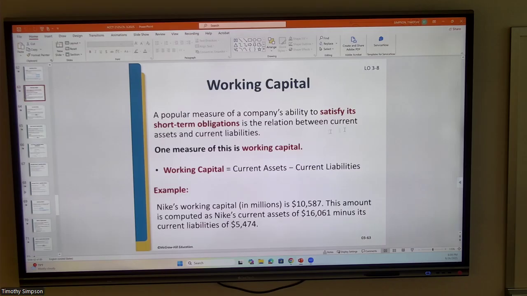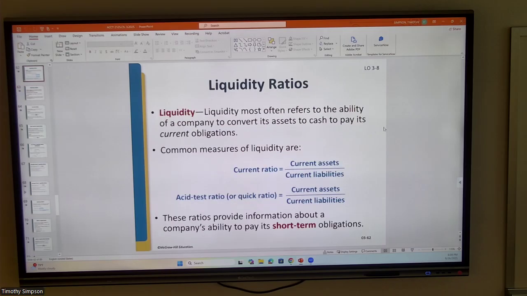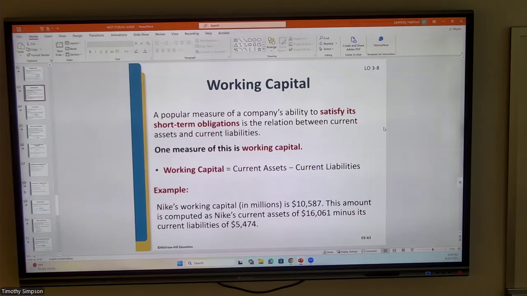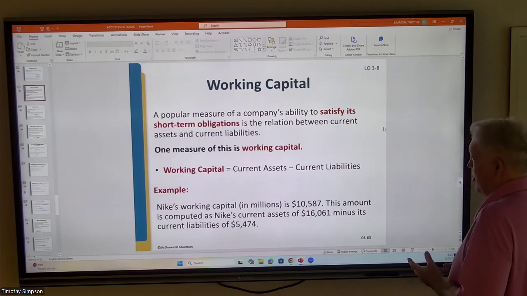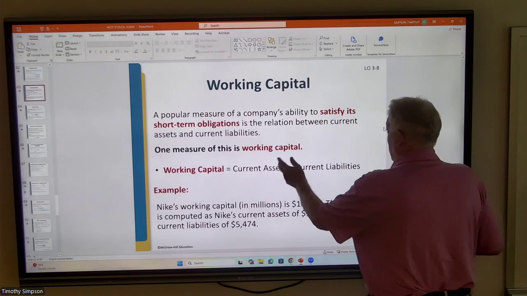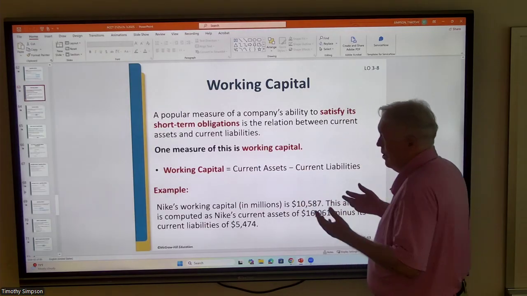And then another twist is simply this: if current ratio is a number, and the quick ratio is a number, it's just one number divided by another number, in other words, a dollar figure divided by a dollar figure. Well, the working capital figure is a dollar figure. So this is something to keep in mind, that it's very much related to the current ratio, except that it's simply current assets minus current liabilities, and you're going to get a dollar figure.